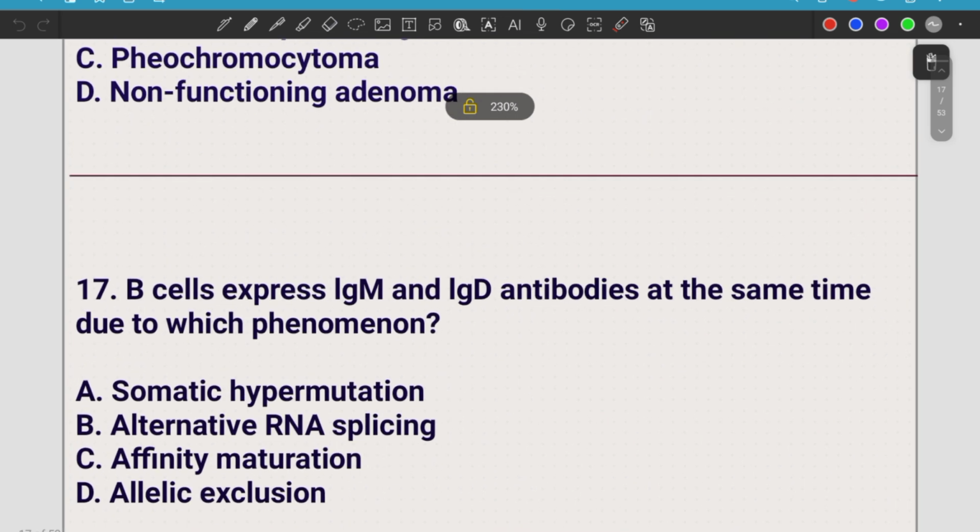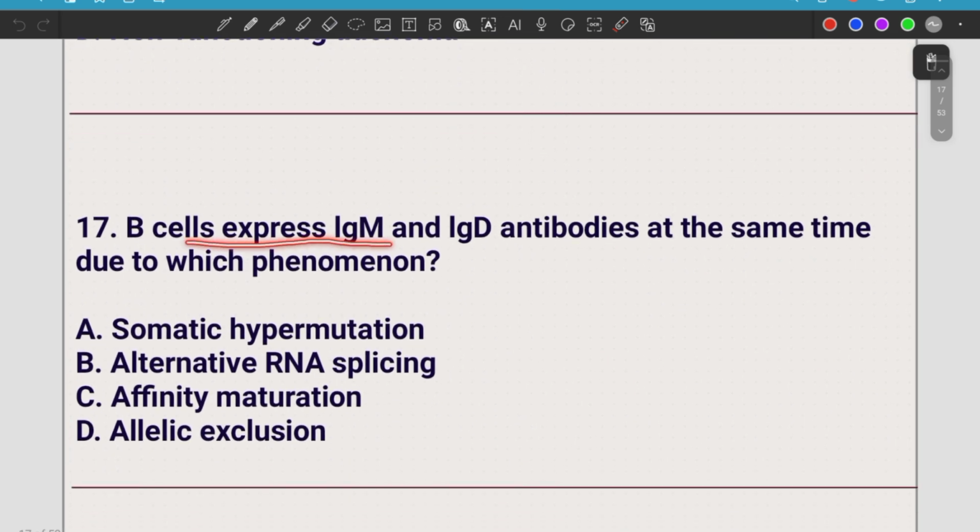Coming to the 17th one: the B cells express IgM and IgD antibodies at the same time, due to which phenomenon? The B cell expresses IgM and IgD antibody at the same time. Why? Because of alternative RNA splicing.